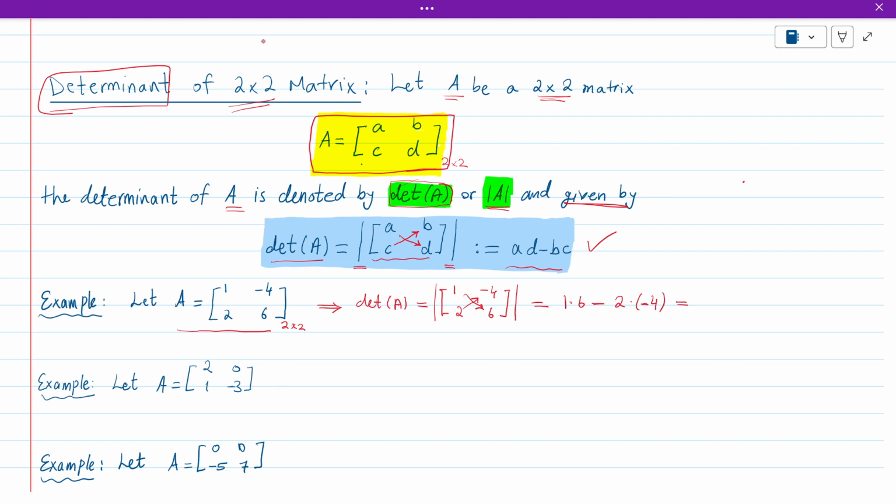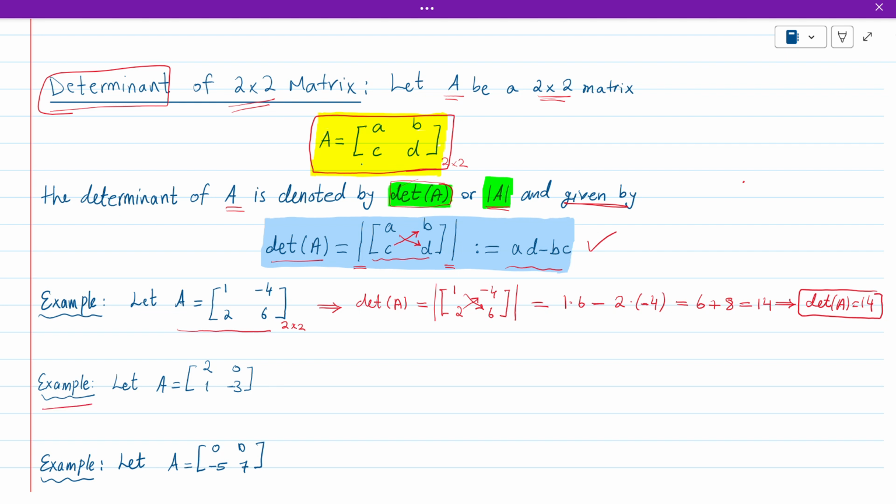I put -4 in a bracket because of the sign. So now what is this? 1 times 6 is 6. Negative times this negative will be positive. 2 times 4 will be 8. So that's 14, which means determinant of A is 14. Okay, that's the first example.